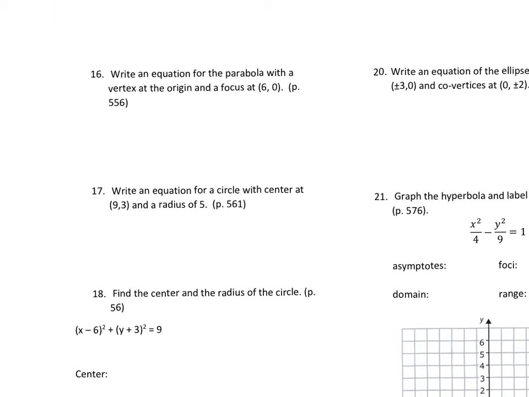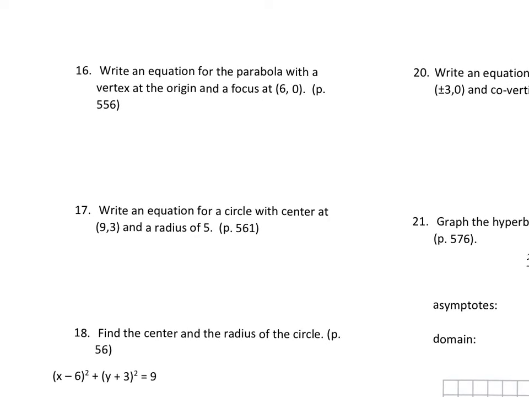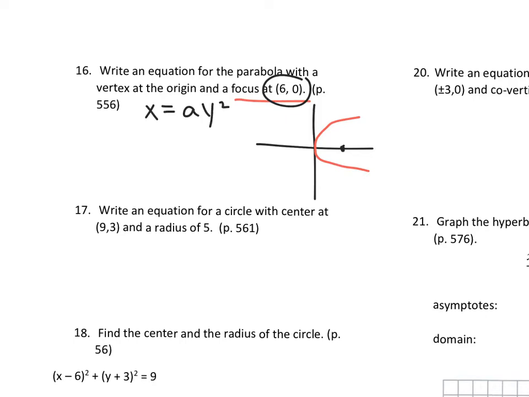Write an equation for the parabola with the vertex at the origin. The focus is at 6, 0. So again, I would draw a sketch. If the focal point's right here, the parabola must be going to the right. In this case, if it goes to the right or to the left, the equation is going to be x equals ay squared. To find my a, I'm going to use the formula a equals 1 over 4c.